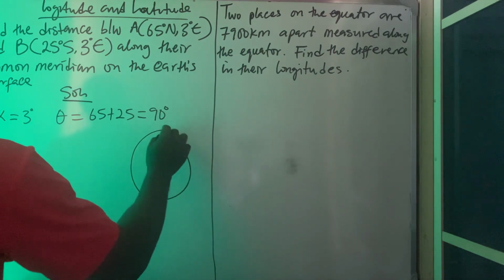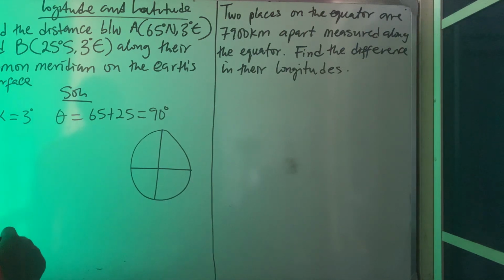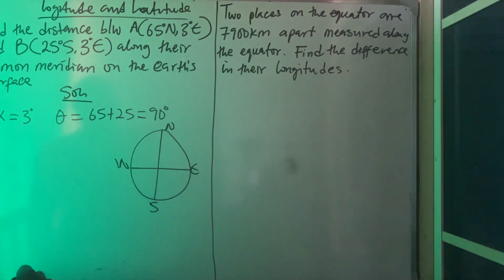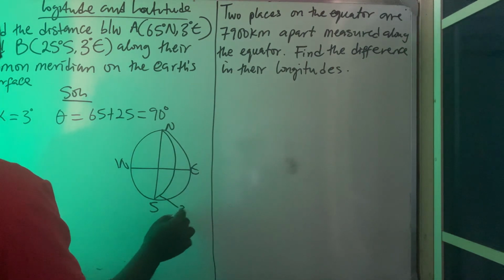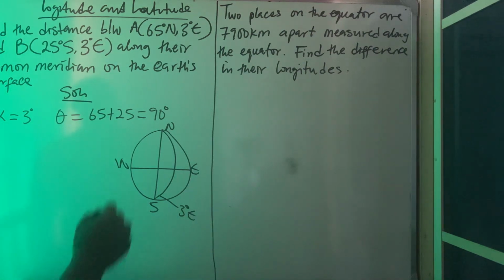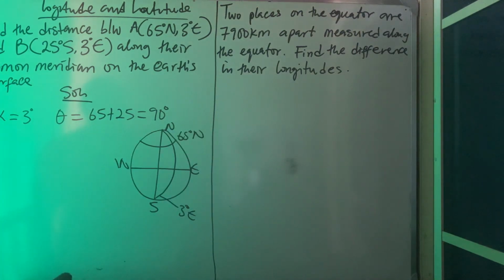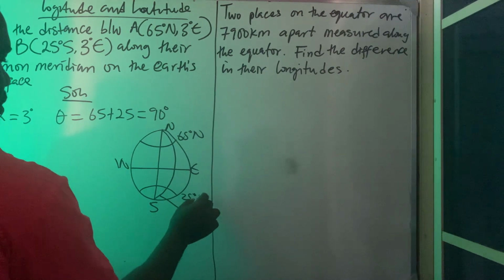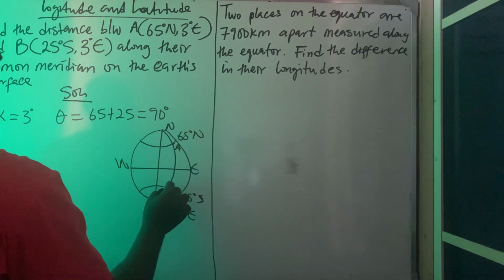So just draw a circle, do your cardinal points, or a sphere rather. This is my north, south, east, and my west. So I have that 3 degrees east. East is on this side, 3 degrees. You see, this is my 3 degrees. Then I have 65 degrees north, like this. And then I have 25 degrees south. South is down, 25 degrees south. Now where they met is the point. So this is my point A, this is my point B.